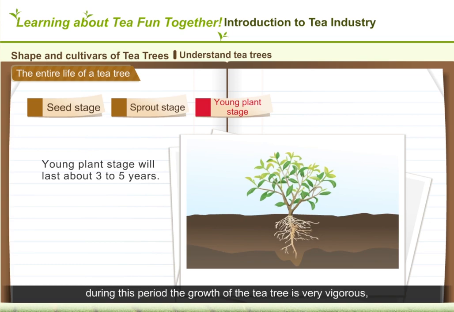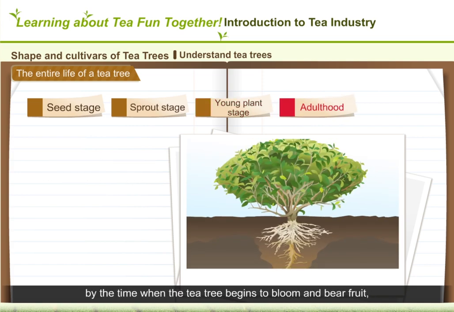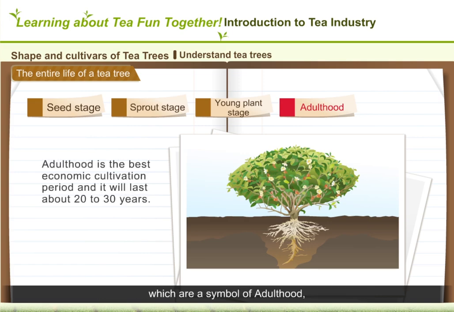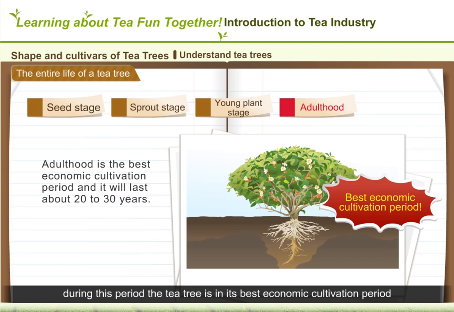During this period, the growth of the tea tree is very vigorous, and in general, the young plant stage will last about 3 to 5 years. By the time the tea tree begins to bloom and bear fruit, which are a symbol of adulthood, during this period the tea tree is in its best economic cultivation period and will last about 20 to 30 years.